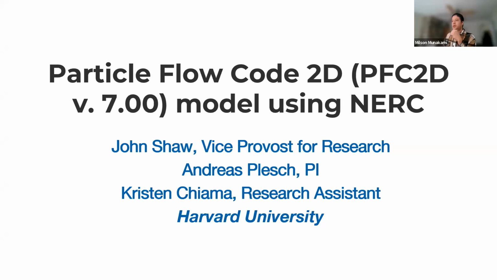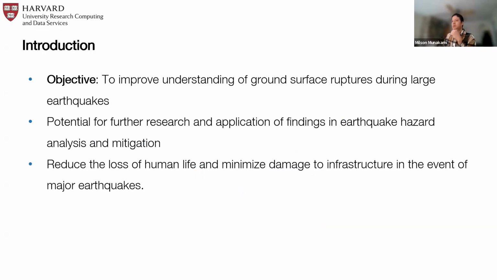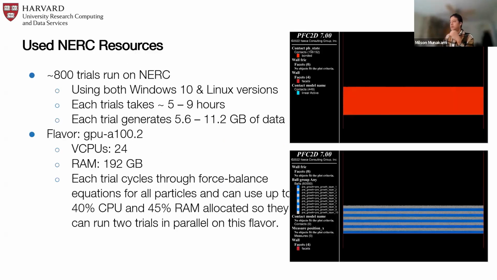Another project is Particle Flow Code 2D, PFC 2D model using NERC, and it's from Harvard. So the main objective of this project is to improve understanding of ground surface structures during large earthquakes. And this kind of research can be useful for earthquake hazard analysis and mitigation, so that they can reduce the loss of human lives and minimize the damage to infrastructure during large earthquakes.